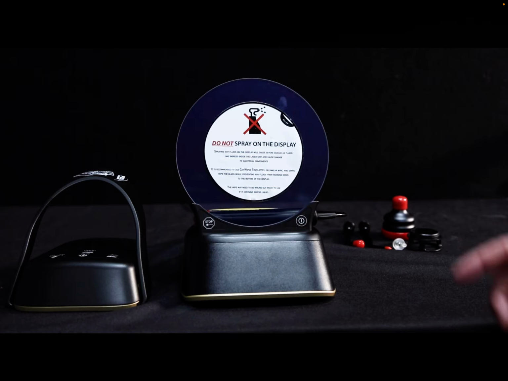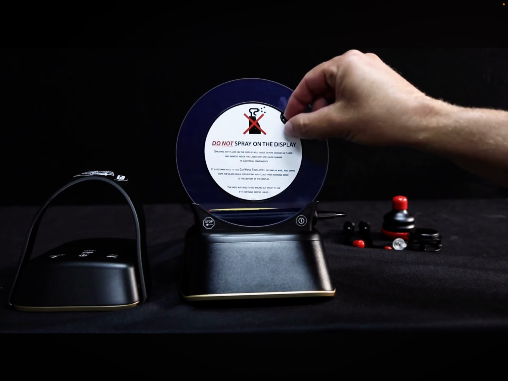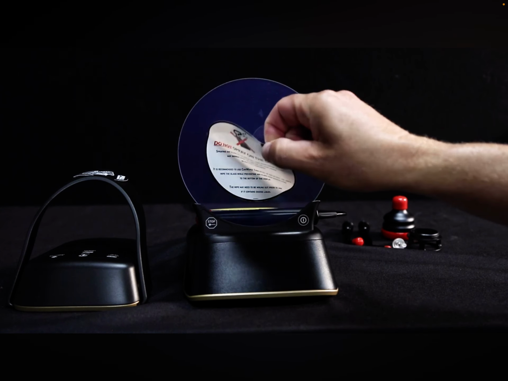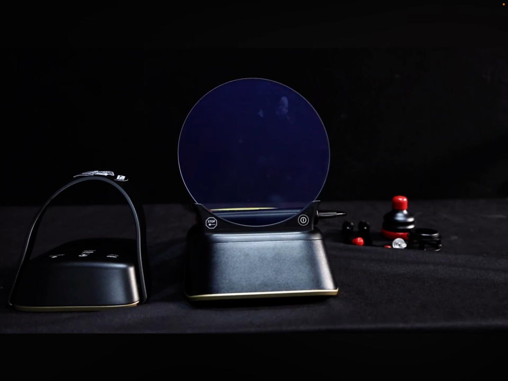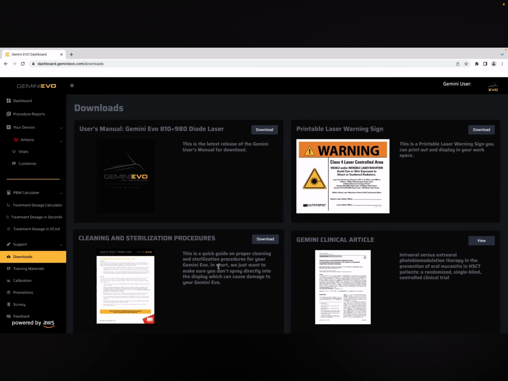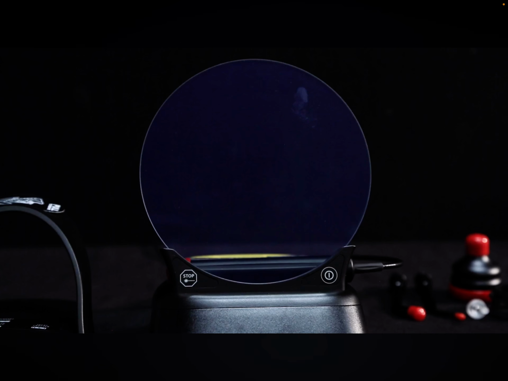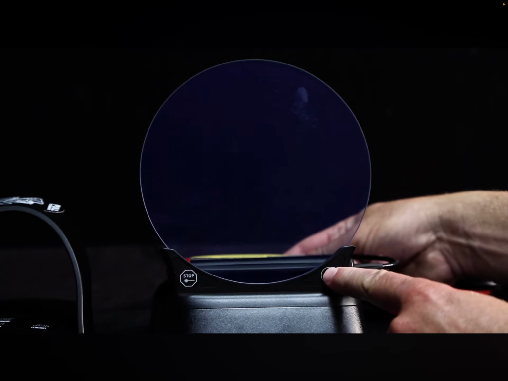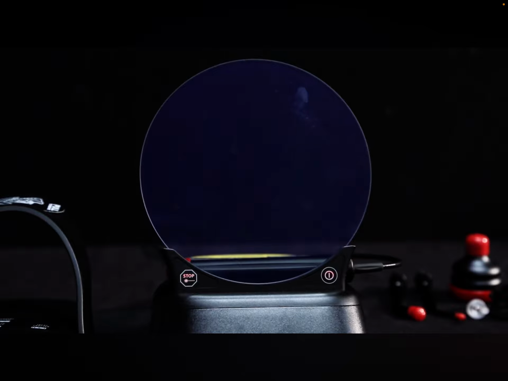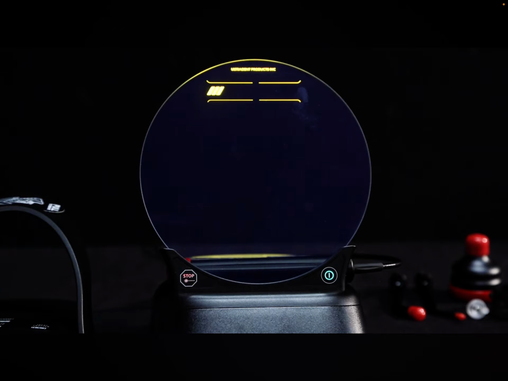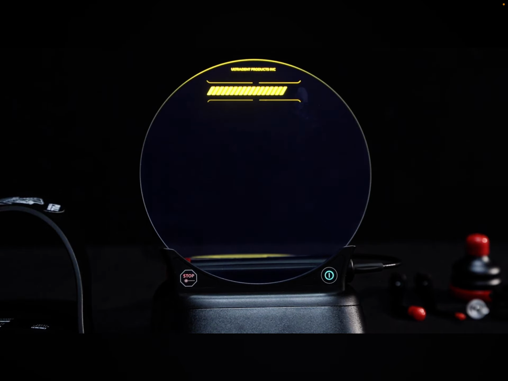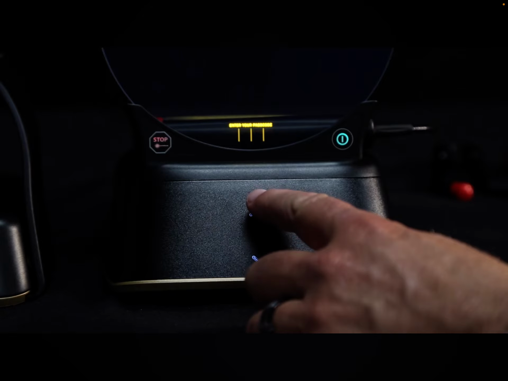On the unit, you will see the warning sticker to not spray liquids or cleaners on the display. You may want to keep the sticker as a reminder to your office. You can also download a PDF version of cleaning instructions from the Gemini Evo dashboard. The Gemini Evo starts up by pressing the power button. It is designed with a transparent electroluminescent display that can provide high-resolution viewing angles from up to 160 degrees of field of view. You will see the top bar fill as it starts up. You will have to enter the passcode found in the instructions to unlock it.